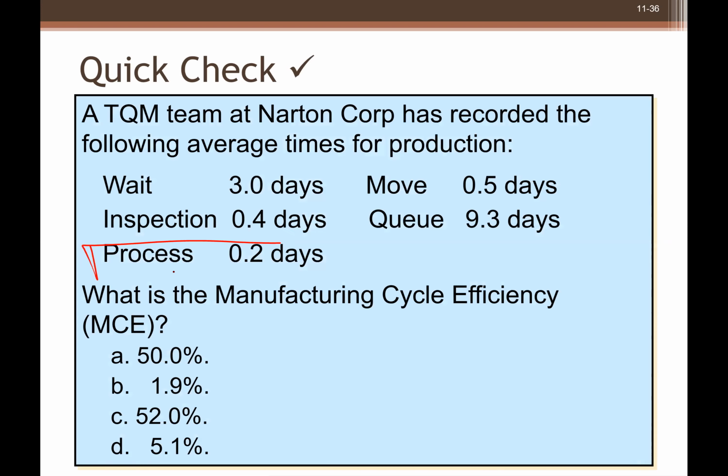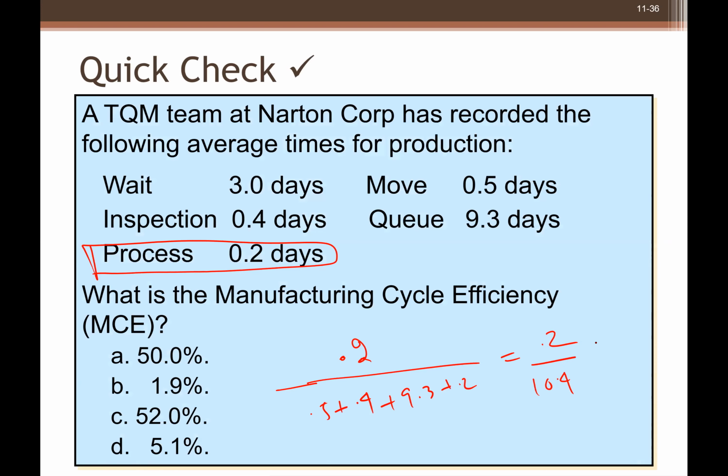Only the processing time is value added time. 0.2 divided by total manufacturing cycle, which is the throughput time. The throughput time is 0.5 plus 0.4 plus 9.3 plus 0.2. So 0.2 divided by 10.4, answer is 1.9%. That is right.